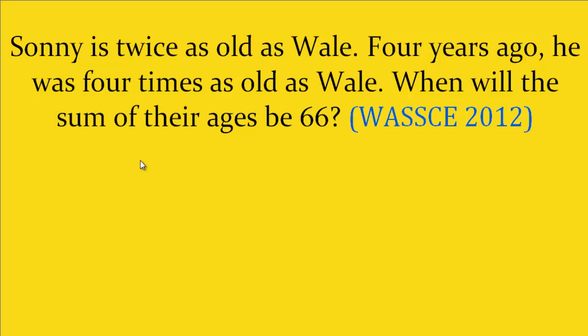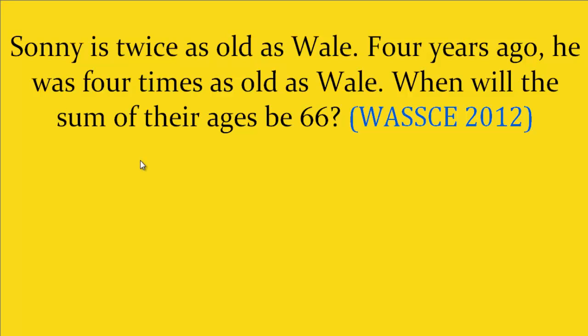So it's very important that I make it clear that the first sentence, which says Sonny is twice as old as Walle, means that Sonny's age is 2 times Walle's age. It doesn't mean that Sonny is 2 years older than Walle. So let's make that clear. The next sentence, 4 years ago, Sonny was 4 times as old as Walle. That means 4 years ago, Sonny's age then was 4 times that of Walle's age then. Now the question is, when will the sum of their ages be 66?